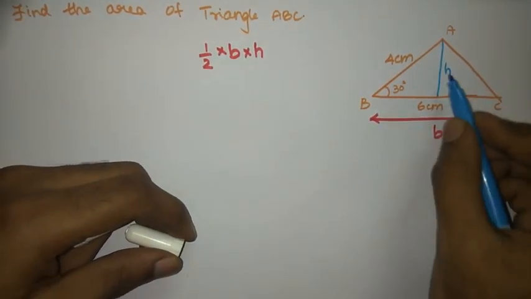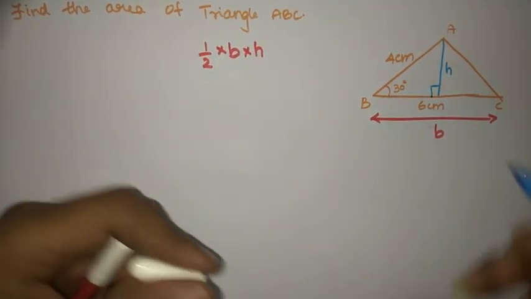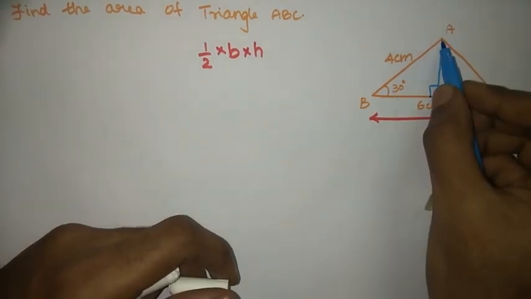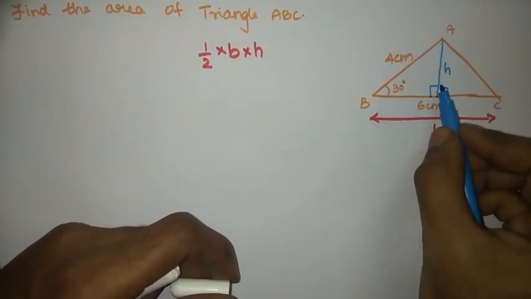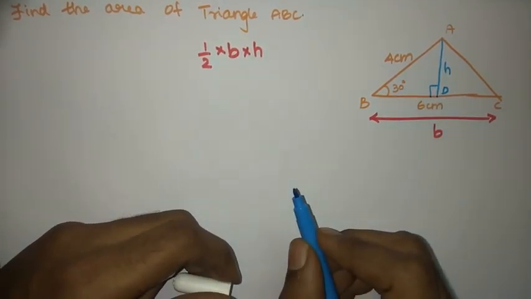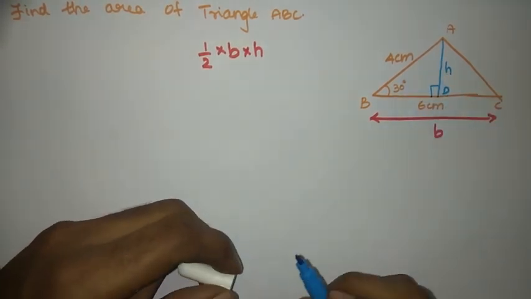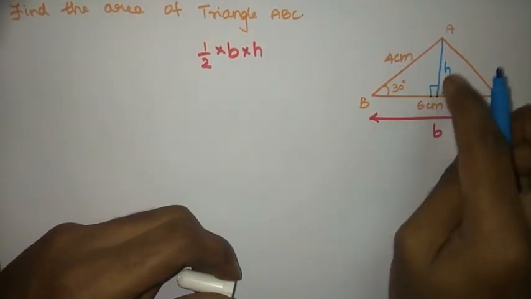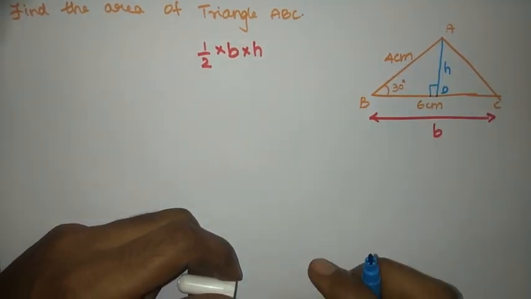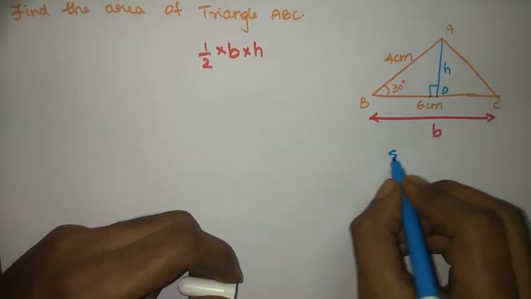To calculate this h, we have a triangle here. I named this point as D. So it is ABD, a right angle triangle and one angle is known. That means we can apply trigonometry here to calculate this height. It is the side opposite to 30 degrees and this is the hypotenuse of the triangle. So I can apply sine 30 here.